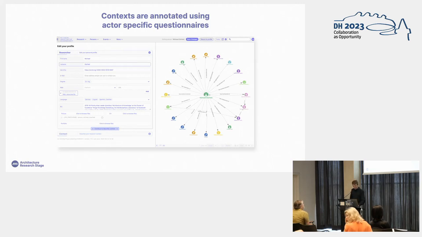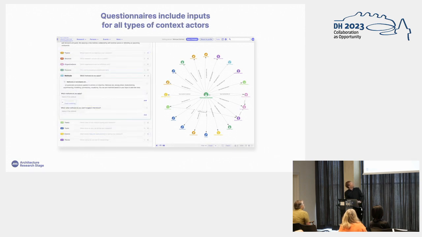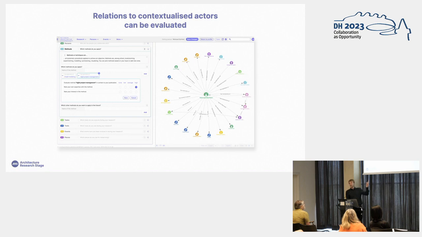And you can see here we have all the 11 actor classes you can describe, and you have special questions there, and you can add here, for example, a new method you applied. You have this agile project management, and you can add it, and then you see it in the graph as well, that it's added simultaneously in the graph. And then you can also rate and evaluate it.